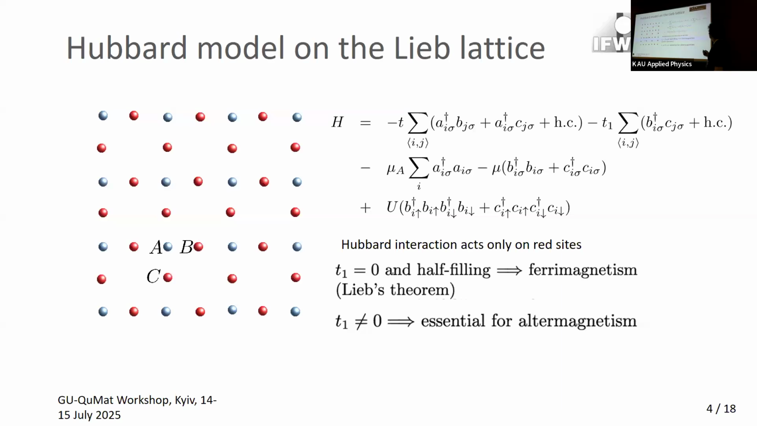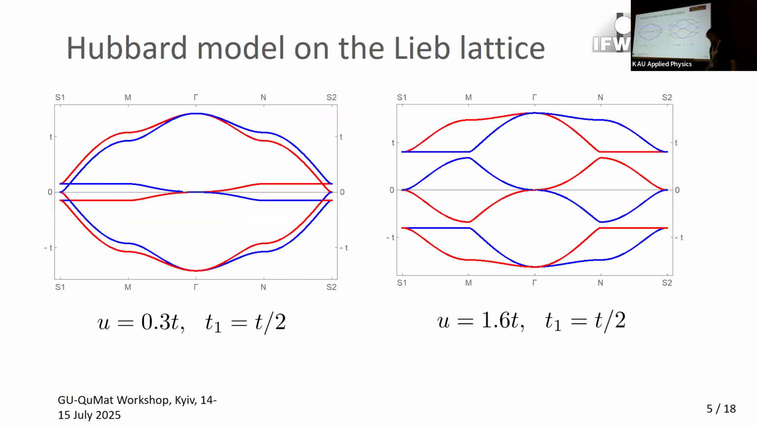However, if T1 is different from 0, you have this hopping between A and B and A and C. In addition, you have next nearest neighbor hopping, so the lattice is no longer bipartite. Then you will have spin split bands, which are essential to altermagnets. But you see, in mean field theory, the opposite happens to the bipartite lattices. It doesn't matter how large your U is here. Here again, U is applied with values 1.3 times T, 1.6 times T, and it's still metallic. There is no gap here at half filling.